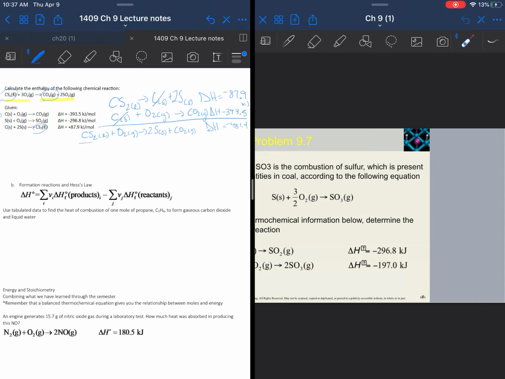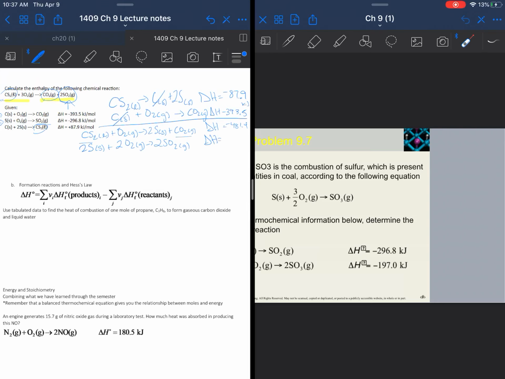Since I added that equation, now I'm going to add the delta H. That's going to be negative 481.4. So I have my CS2, I have my CO2. Oxygen's not quite there, but that one's still going to be more difficult. Next, I'm going to look at sulfur dioxide. That second equation has sulfur dioxide in it. It's in the right place, but we need 2 moles. So now we're going to multiply everything by 2.